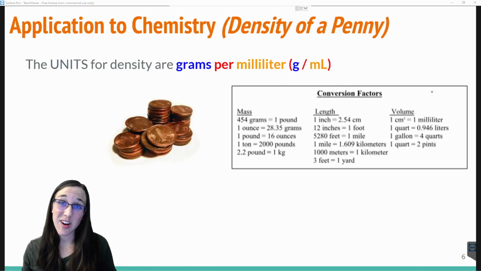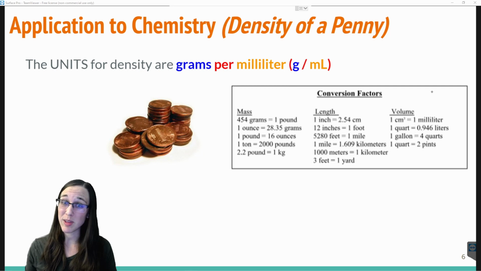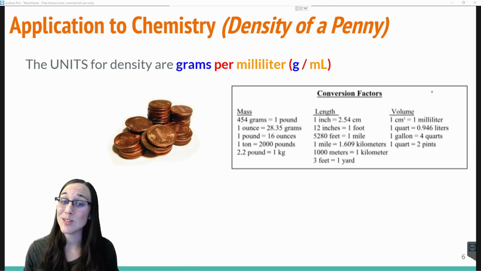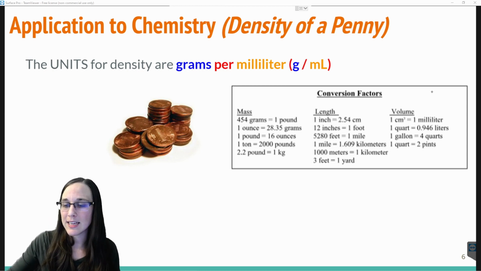Okay, that's great and all, DeConta. I thought you said we needed grams, not ounces. Like, why do you have ounces written down instead of grams? We can't find density with ounces because the units are in grams. I'm glad you're paying attention. Yes, we're going to do a conversion in order to get from ounces to grams. So what we want to see here is that 1 ounce is equivalent to 28.35 grams.